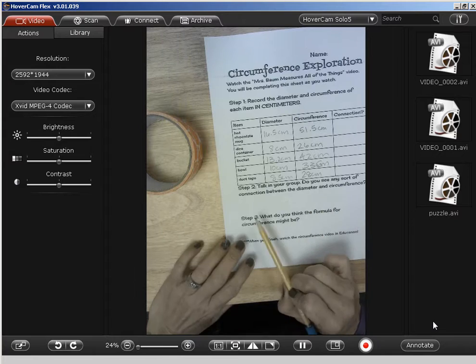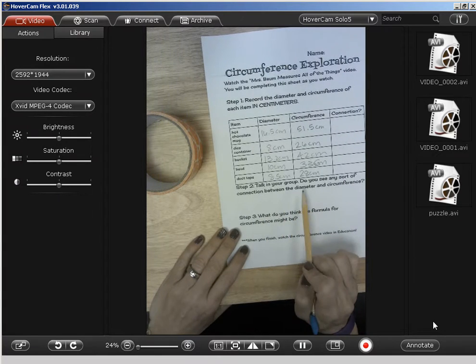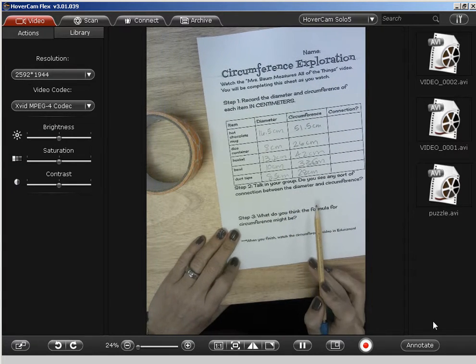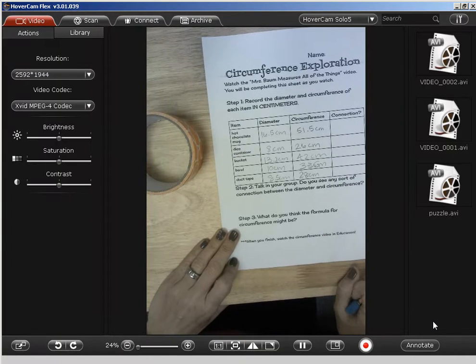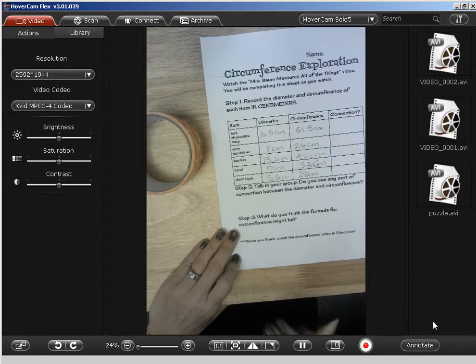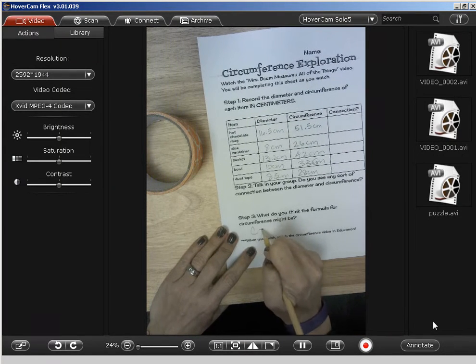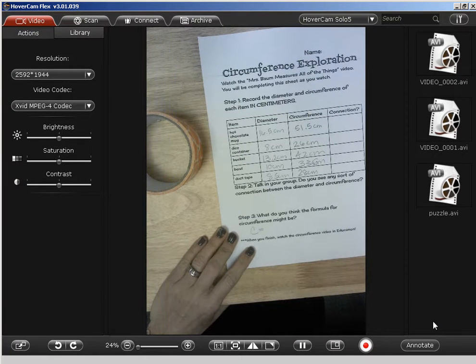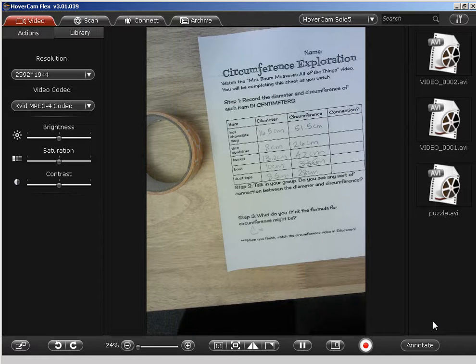So what I want you to do now is pause your video and talk in your group for a couple of minutes about question 2 and 3. Do you see any sort of connection between the diameter and the circumference? And then what do you think the formula might be? So let's set this up right here. Circumference equals. All right, so go ahead and pause this and come back when you're ready for the next part.